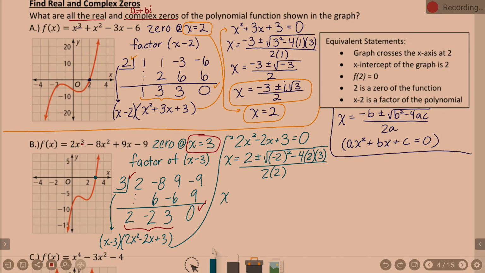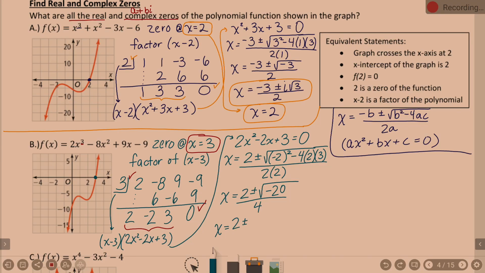2 plus or minus. Okay, guys. What is negative 2 squared? 4. When you square a negative, you get positive 4. And then we're going to subtract whatever 4 times 2 times 3 is. Well, 4 times 2 is 8. Times 3 is 24. What's 4 minus 24? Negative 20. All over 4, 2 times 2, which is 4. Okay. Keep going.